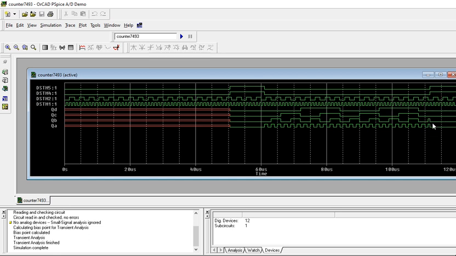So earlier, 7490 will count from 0 to 9, that is 10 counts. This will count 0 to 15, that is a total of 16. Afterwards it is 0. This is a 4-bit counter which counts from 0 to 15, so total 16 pulses. When the 17th pulse comes, it becomes 1 again. So that's all in this video.